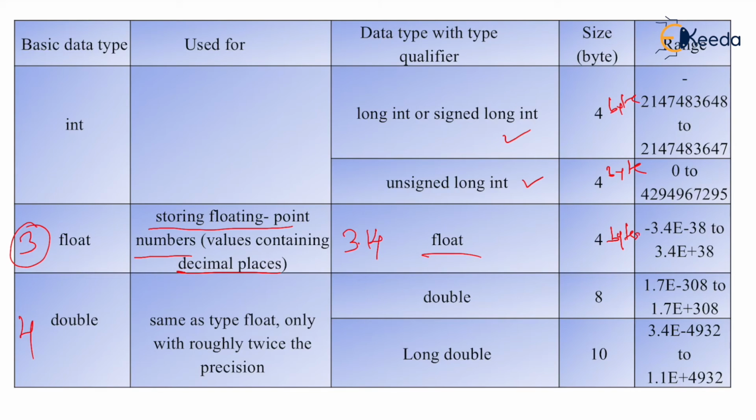Next data type is double. The double data type is the same as float. That means it is used to store the decimal value only. But if the value you are storing needs twice the precision of a decimal value, then you can use double data type. The qualifiers for the double data type are double and long double. For the double qualifier, we are having the size of 8 bytes. So a huge amount of data you can store in the double data type.